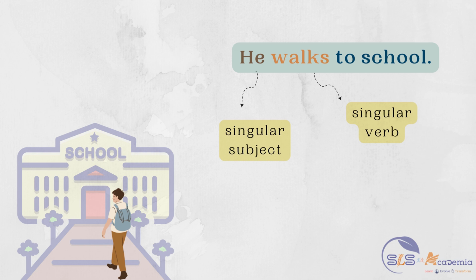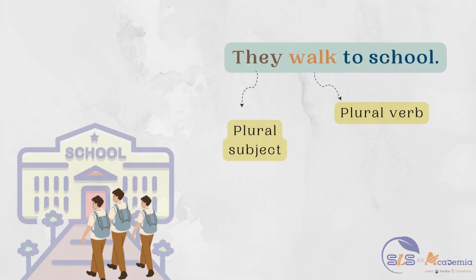Let us see another example. They walk to the school. In this sentence, the subject is they, which is plural. The verb walk agrees with the plural subject by taking the plural form.